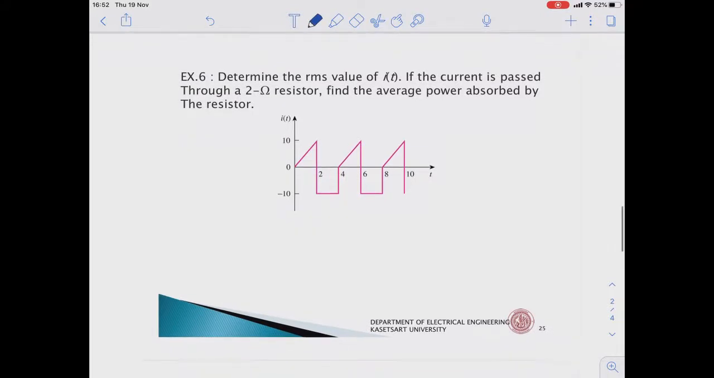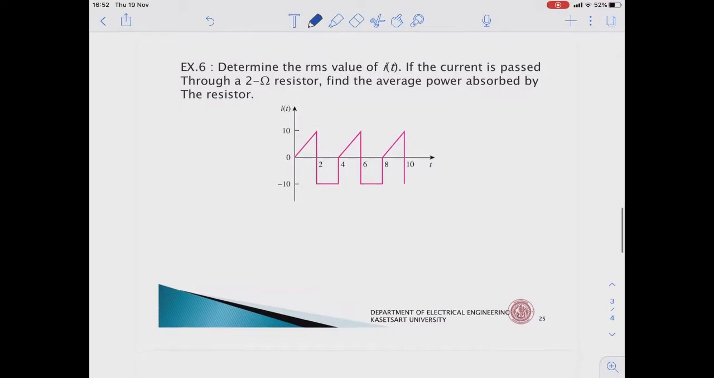Let's try to practice how to find the RMS value of a time-variable signal. Given the signal on the screen, you can see that they ask you to determine the RMS value of the current i(t). If the current is through a 2 ohm resistor, find the average power absorbed by the resistor.